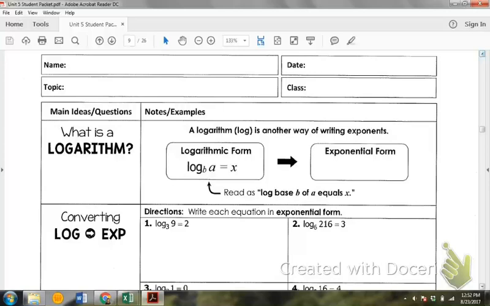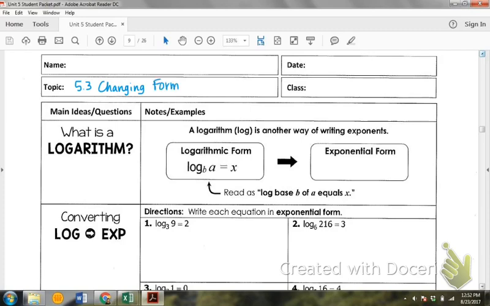This lesson is 5.3. We're going to call this changing forms.